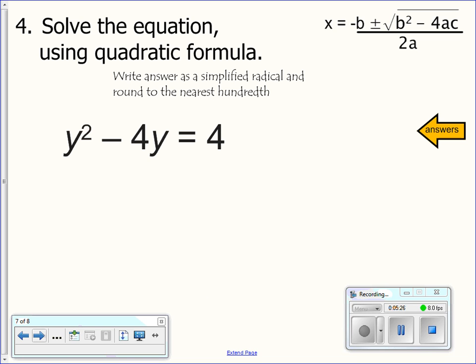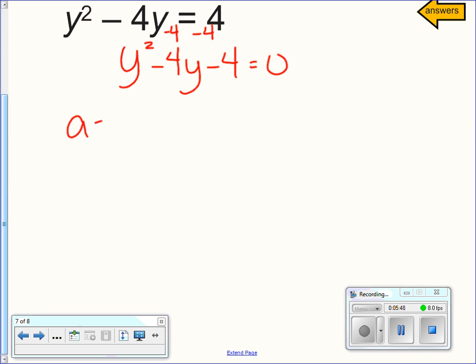All right, let's choose this one. It says write your answer as a simplified radical and round to the nearest hundredth. So the first thing I want to do is change this to standard form by subtracting 4 from both sides. So I get y squared minus 4y minus 4 equals 0. Identify my a, b, and c. So a is 1, b is -4, and c is -4.